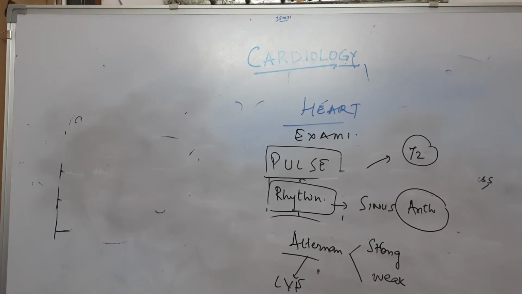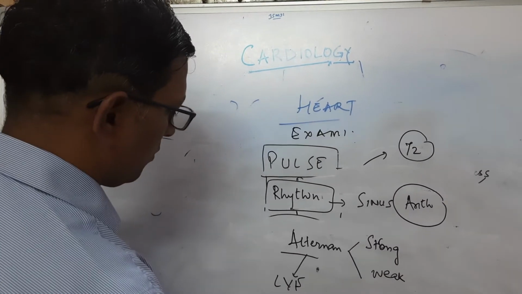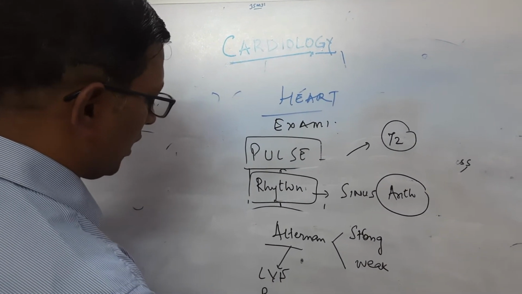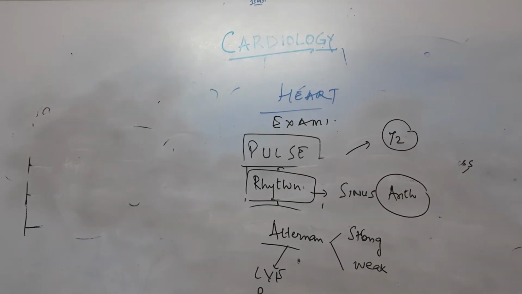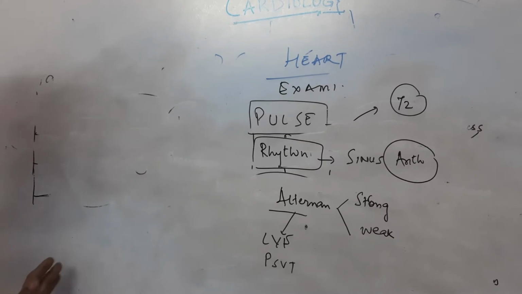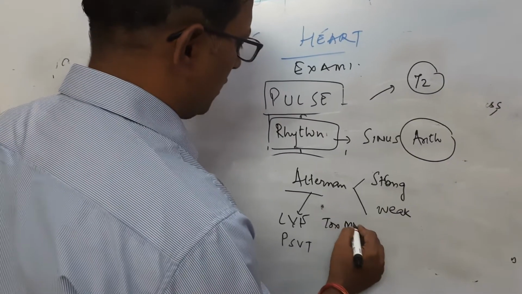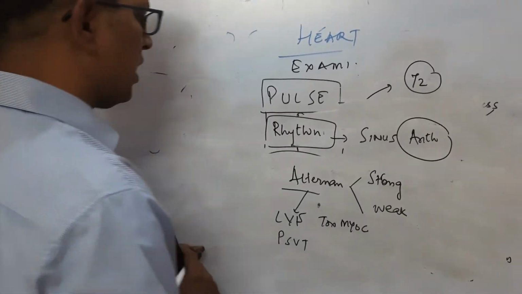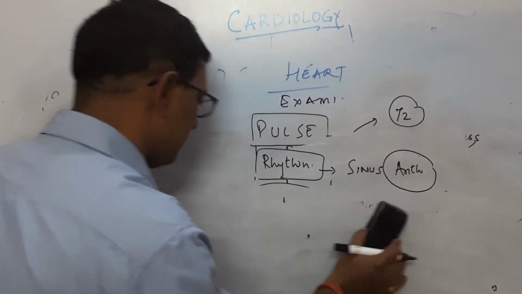Then you have paroxysmal tachycardia, supraventricular tachycardia, there you find it. And toxic myocarditis. So these are the three places where you find the pulsus alternans.